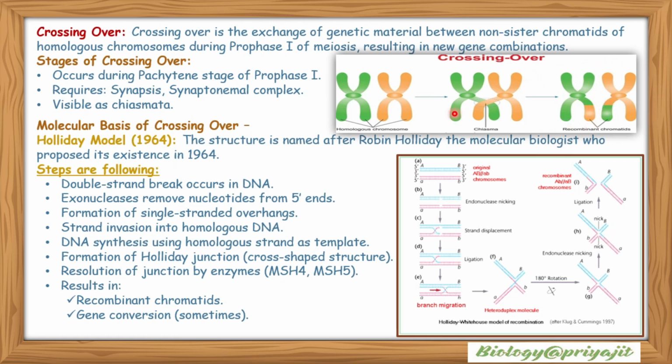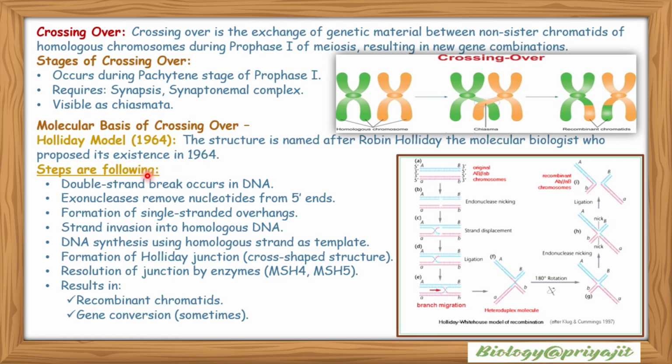new gene combinations. Stages of crossing over: it occurs during the pachytene stage of prophase 1. It requires synapsis, the synaptonemal complex, etc., and it is visible as chiasmata. This is the chi, or Greek X-like structure, which is known as chiasmata. Molecular basis of crossing over, the Holliday model, 1964. The structure is named after Robin Holliday, the molecular biologist who first proposed the molecular steps of crossing over in 1964.